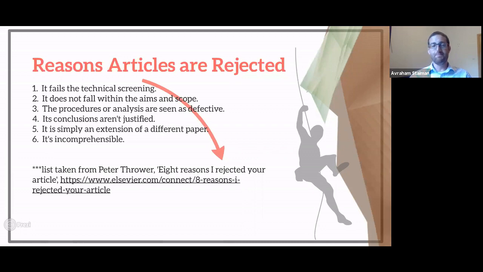So number one is, on the journal's homepage, there should be some sort of description of their aims and goals and what sort of papers they want to be receiving. And that's one obvious way for us to understand for ourselves whether this is an appropriate journal for our research.